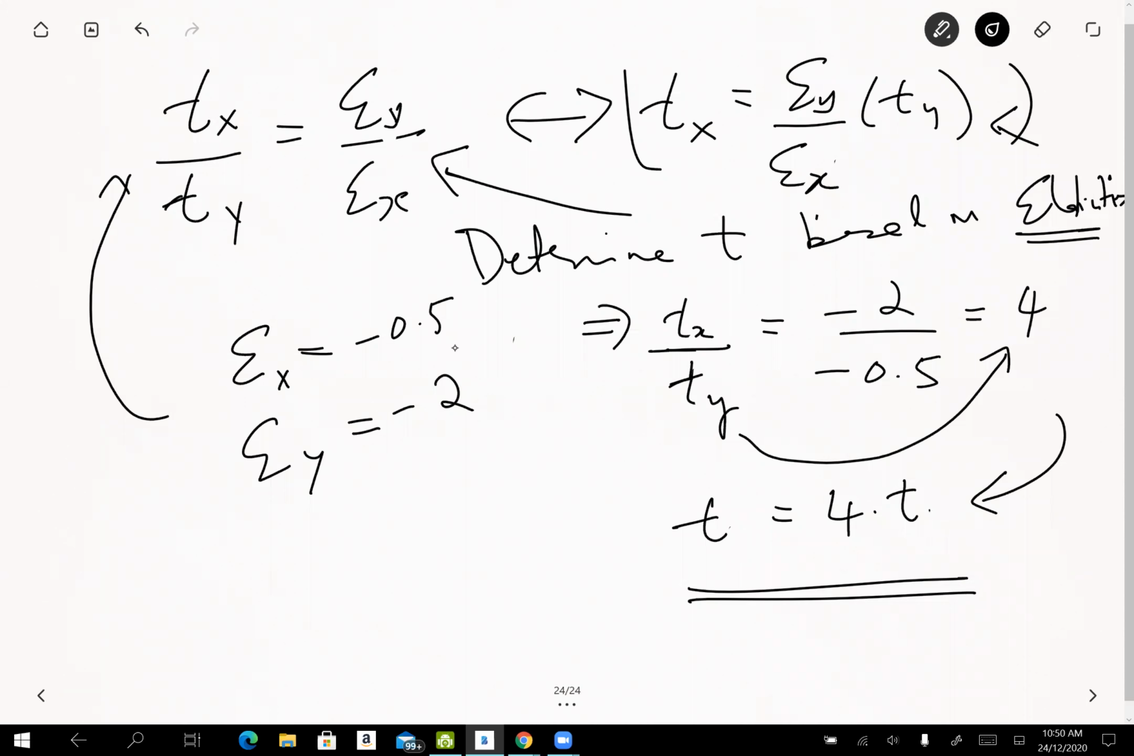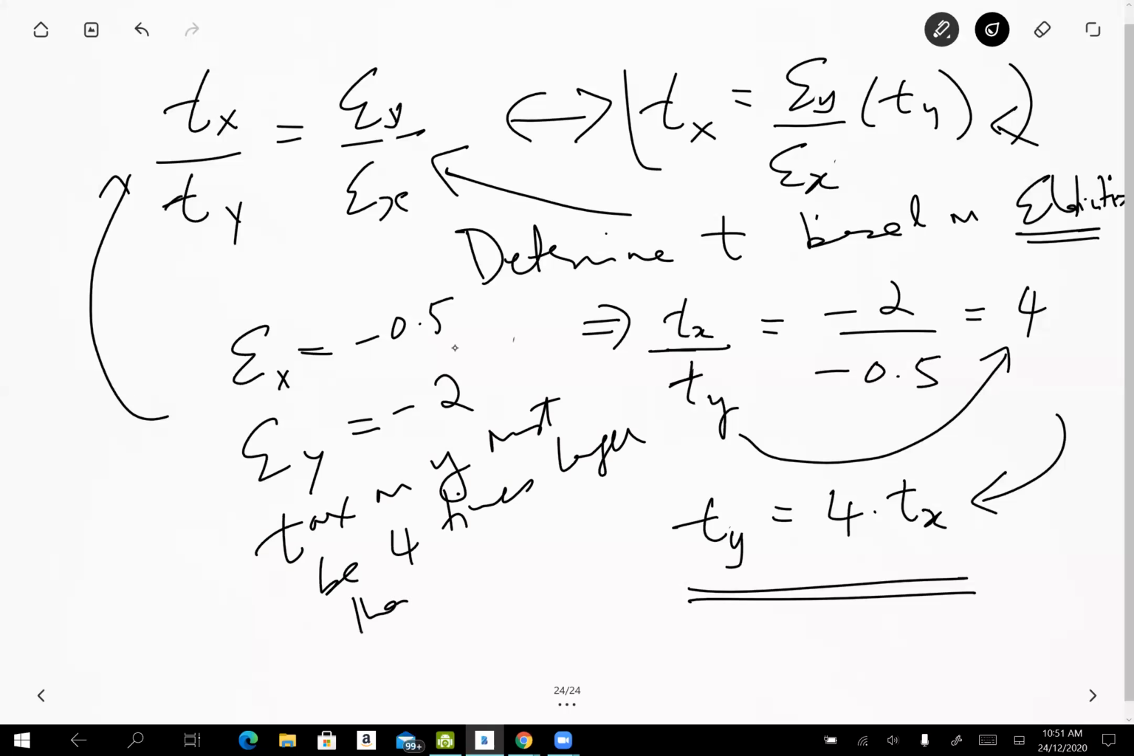It is good that when we make a mistake, we realize it and we learn more. Now, what does it mean? It means that the tax on Y must be 4 times larger than the tax on X. Now that makes sense because why?